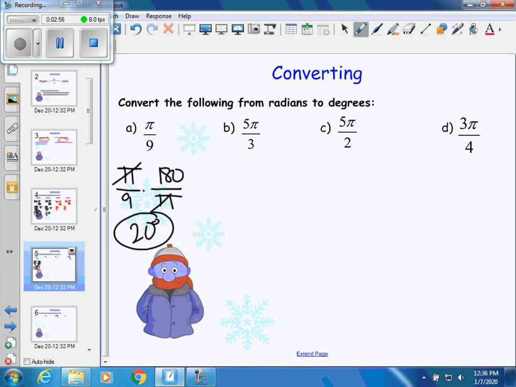So we're going to take what our radian is, 5 pi over 3. We're going to multiply by 180 over pi. Again, I know pi has to be in the bottom in this case because I need to cancel with the pi in the top. You can either simplify the 180 with the 3, or you can just multiply across and divide by 3. Either way, you'll still get the same answer. So we get 300 degrees there.